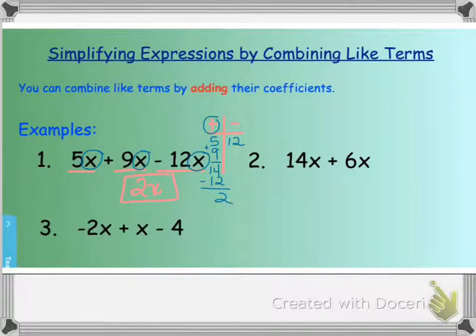Let's look at the next one. Number 2, we've got a positive 14x and a positive 6x. These are like terms because they both have the exact same variable raised to the exact same exponent. I have 14 and 6. So when I add my positive points together, they have 20. My negative team has none. So I know that my answer is going to be a positive 20x.